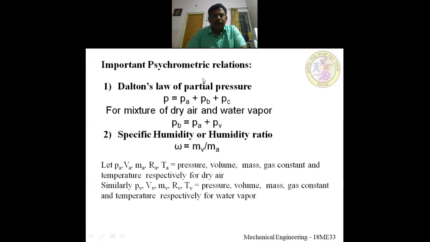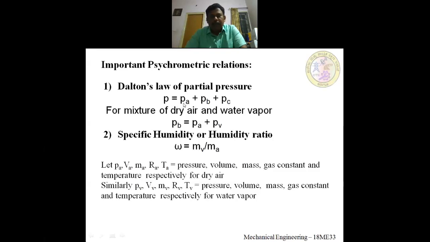Okay, important psychrometric relations. First one, Dalton's law of partial pressure. Already you have come across it. What is Dalton's law of partial pressure? It is nothing but the total pressure of the gas mixture will be the sum of the partial pressures of the individual gases, where all the gases as well as the mixture have the same volume and the same temperature.